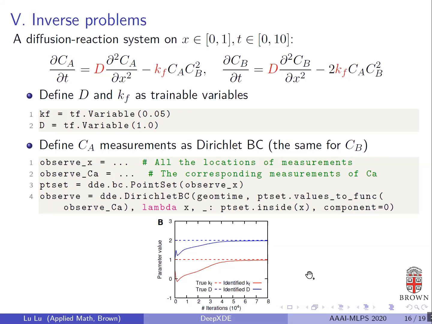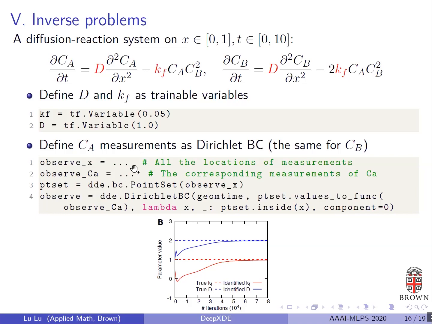The last example is the inverse problem. So we go from forward problem to inverse problem. As you can see, we only need a few lines for defining and solving an inverse problem. For example, let's consider a diffusion reaction system. The diffusion coefficient D and the reaction coefficient Kf are unknown, to be learned from our measurements. Because D and Kf are also variables to be trained, we define Kf and D as tf.Variables before we define this PDE. So this is the first step.